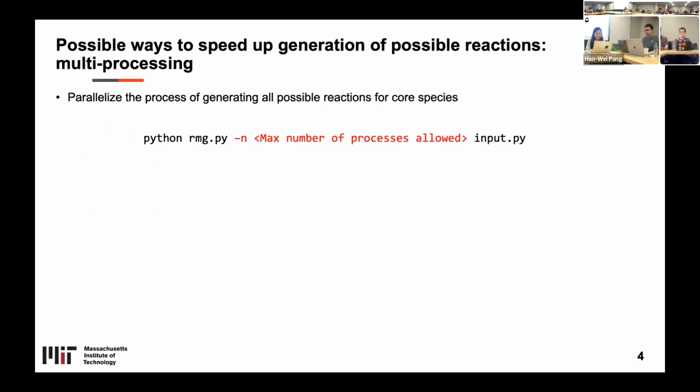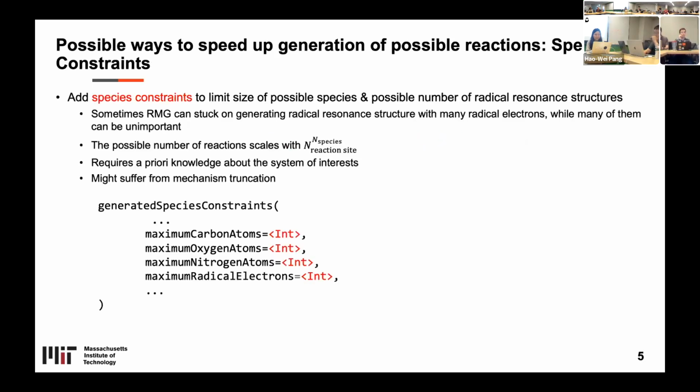The first possible way to speed up is quite straightforward: use multiprocessing. You give RNG more cores so that it will parallelize the part where it generates all possible reactions. It's quite easy to do. You just give it a -n flag with how many processes you want RNG to use, and it should parallelize that part. The second thing you can do is use species constraints.